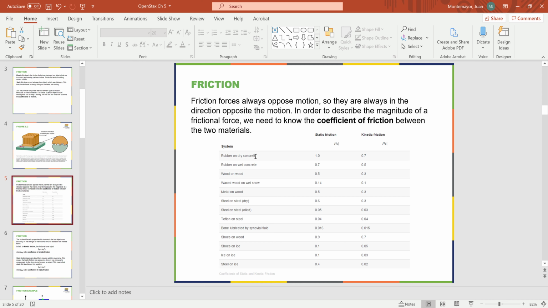So rubber on dry concrete, rubber on wet concrete. You could think of these like your shoes. When you're stepping, you have rubber on the bottom of your shoes, and whether you're on dry or wet concrete, that'll be your static friction or kinetic friction. Wood on wood, waxed wood on wet snow, and so on and so forth. As you can see, when you get to ice down here, these are significantly less than if you're on wood or metal or rubber.